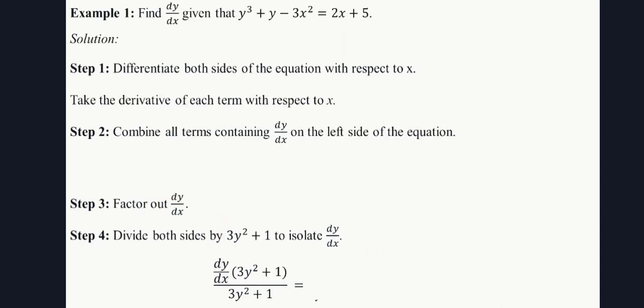For example, we will find the dy over dx given that y cubed plus y minus 3x squared is equal to 2x plus 5. So paano natin kukunin yung derivative nito using the implicit differentiation? Okay? So ito, medyo madali lang to sa una kasi hindi pa nagkakasama yung x and y. So step 1, we will differentiate both sides of the equation with respect to x.